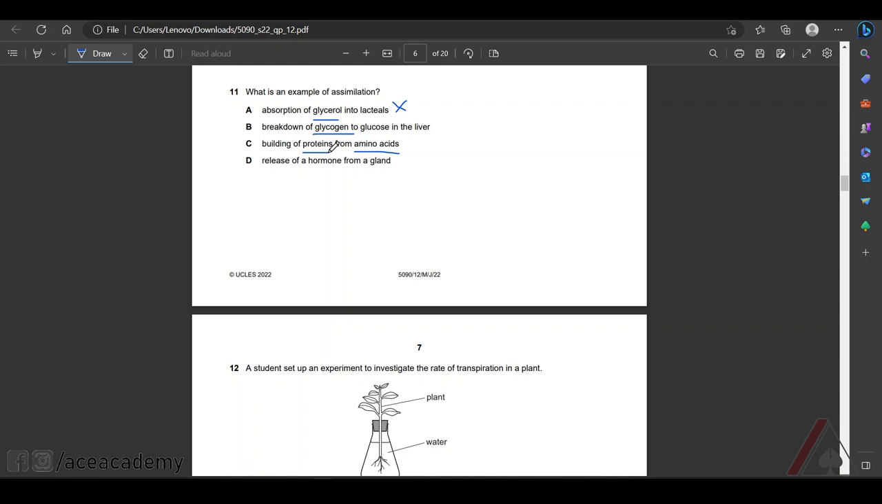And option D, it says release of hormone from a gland. That doesn't fit our definition at all. Releasing hormones from a gland doesn't say which products of digestion are used and how they're used in a cell. So this is very indirect, so this is also wrong. Our correct answer should be C.